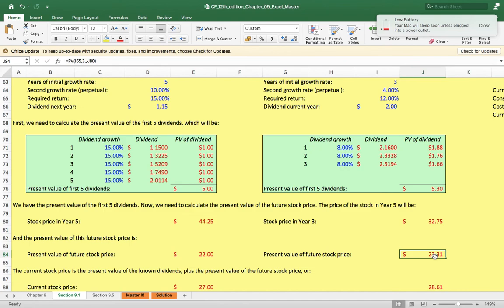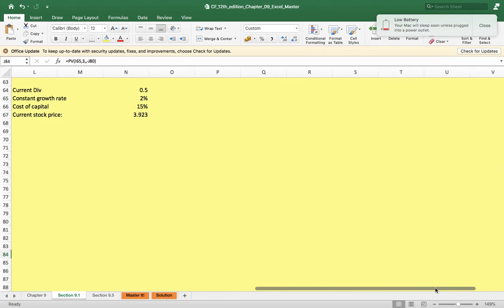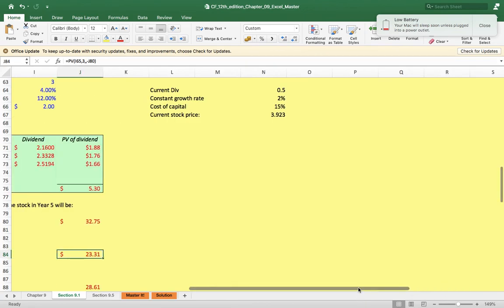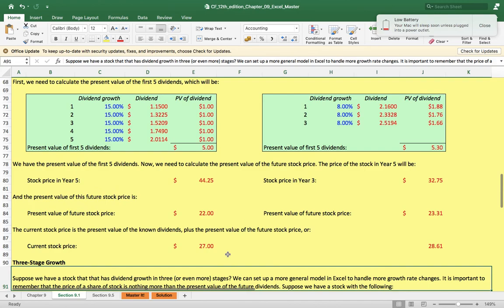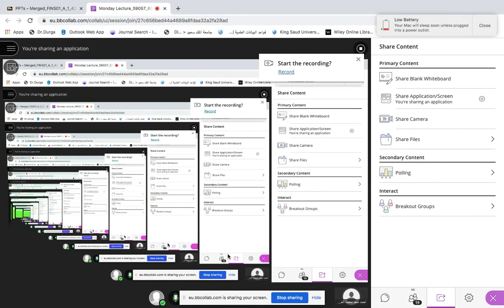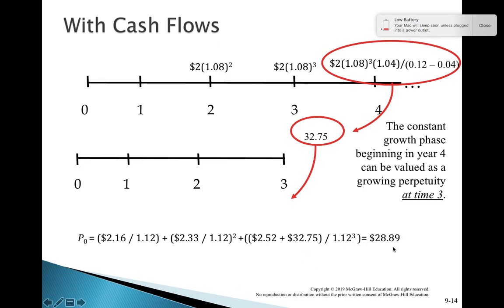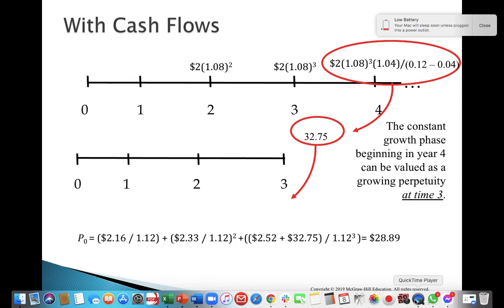Now what happened? We have calculated the present value of all three dividends at 8% rate, that became 5.30. Thereafter, the second stage growth rate is 4%. We have calculated the price at year 3 and we calculated the present value of that. Add back both of them to get the price of the stock. That is equal to 28.61. Let us see the formula, what it says. 28.89. Understand now? We will stop the recording here. Just give me a minute.